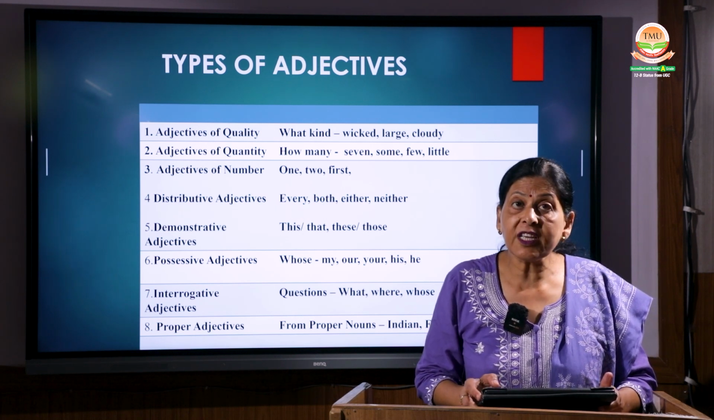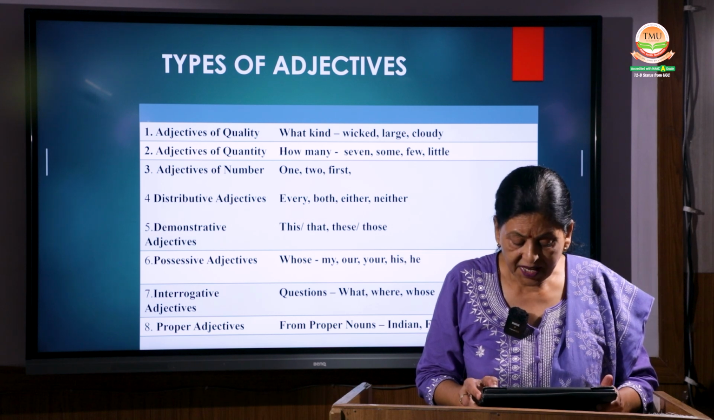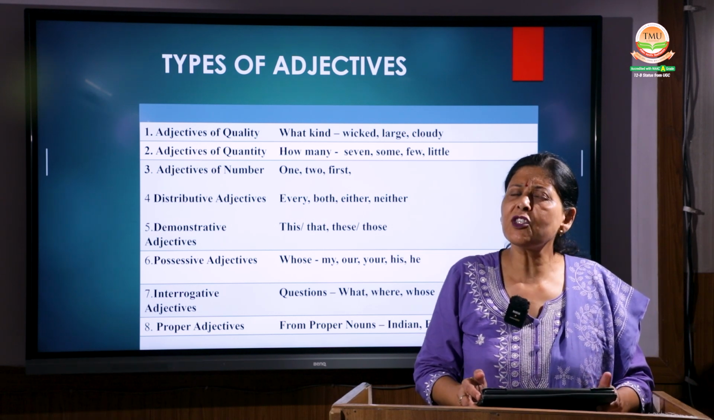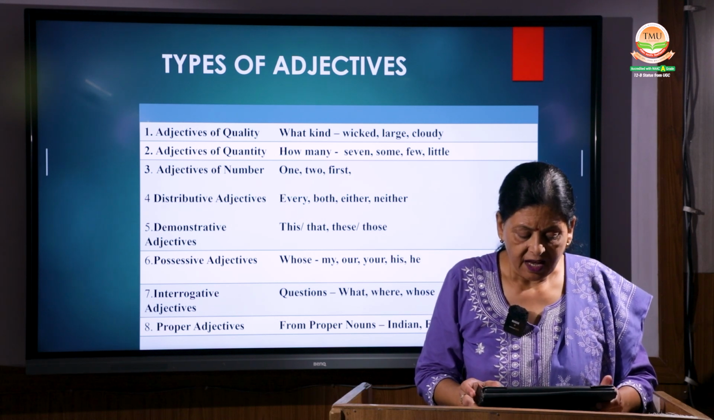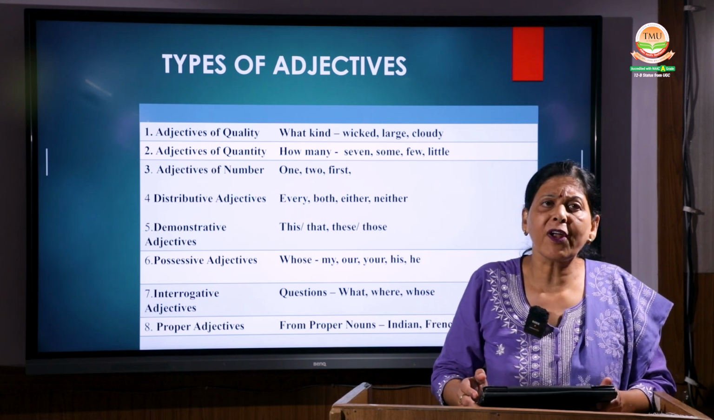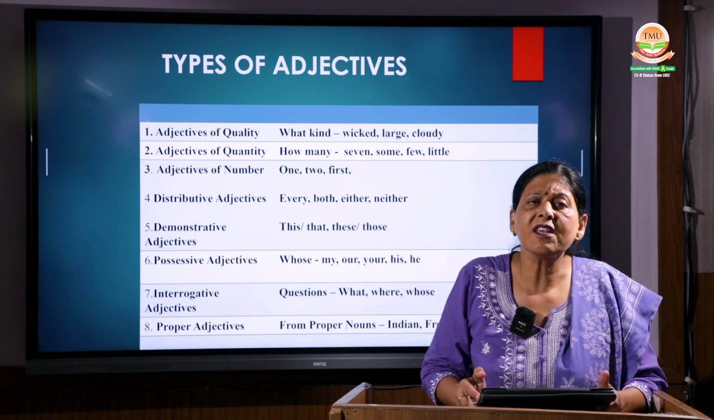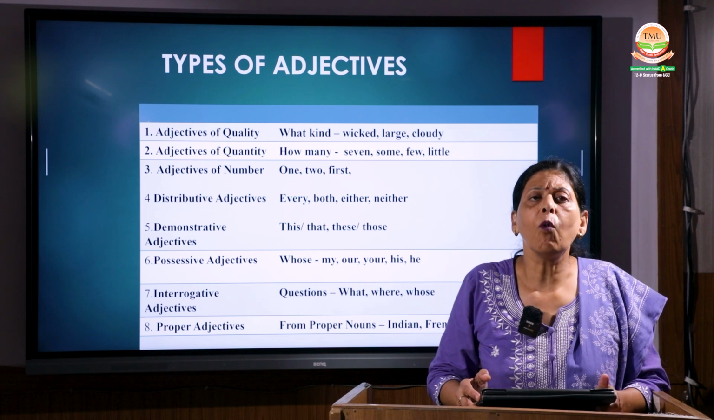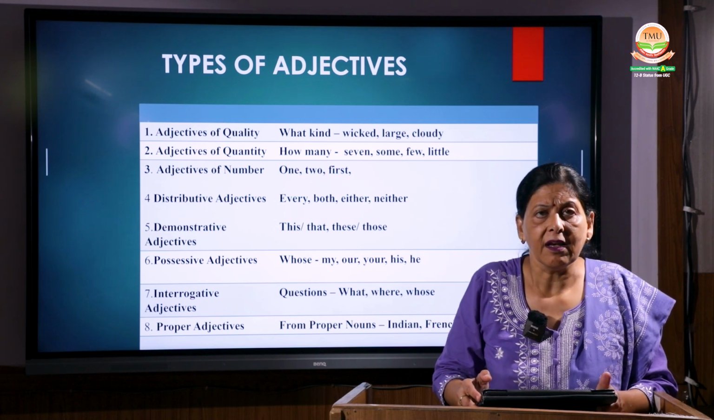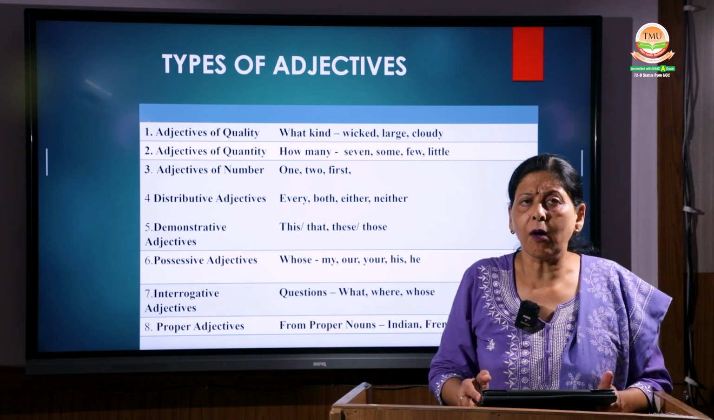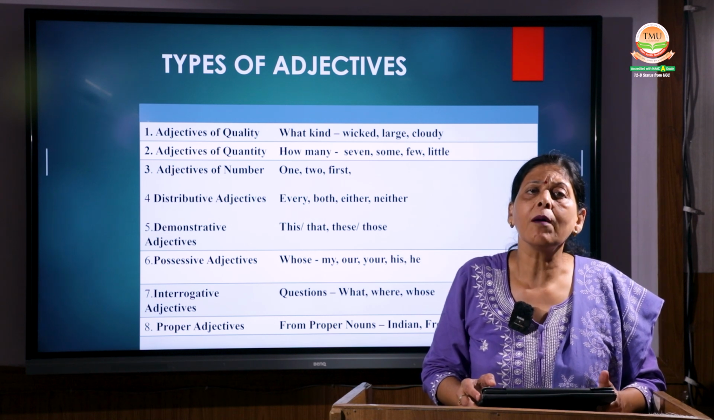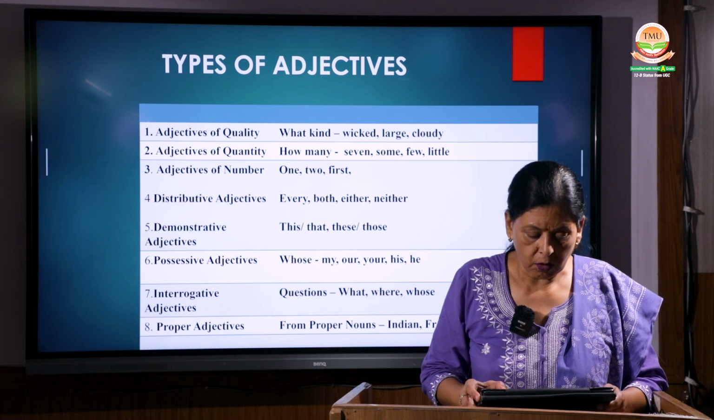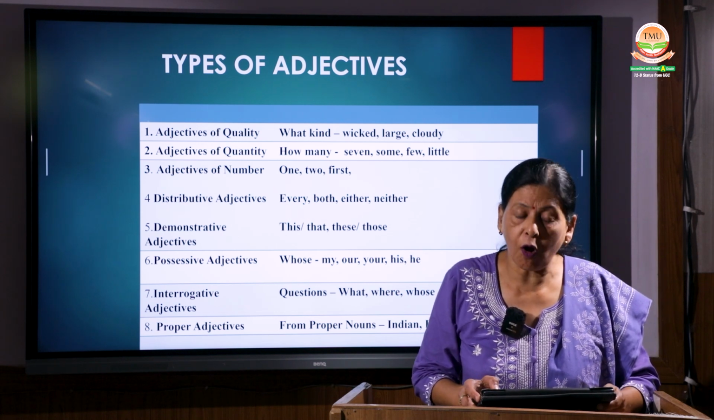The adjective of quantity answers the question how many. Means I have 7 friends. How many friends do I have? I have 7 friends. Then some. I have some dresses to wear. Some means how many dresses I have? Some dresses. So the word that answers the question how many about a noun comes under the category called quantitative adjective or adjective of quantity.